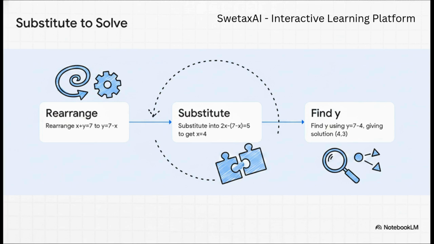Then step 2 is where we do the surgical swap. We take that 7 - x and plug it exactly where the y is in our second equation. So 2x - y = 5 becomes 2x - (7 - x) = 5. When we expand that out and solve it, we find x = 4. Finally, for step 3, we substitute x = 4 back into our rearranged equation, y = 7 - 4, giving us y = 3. Our final solution, (4, 3). It's just brilliant and clean.